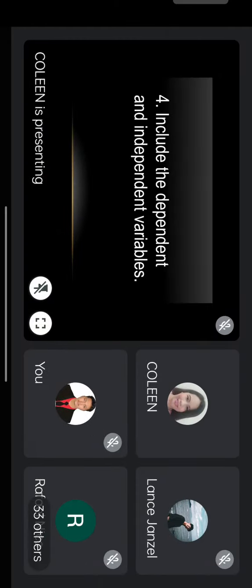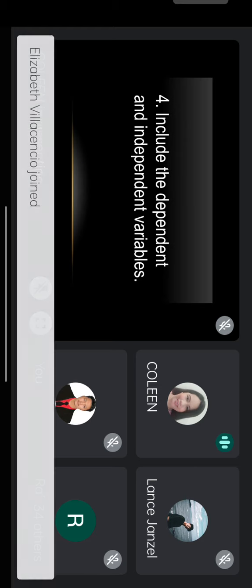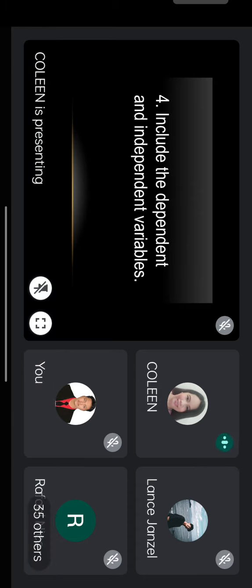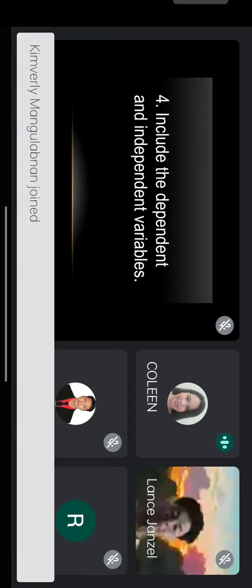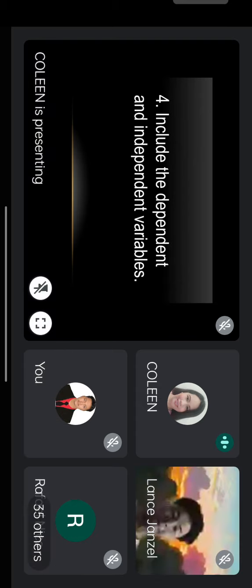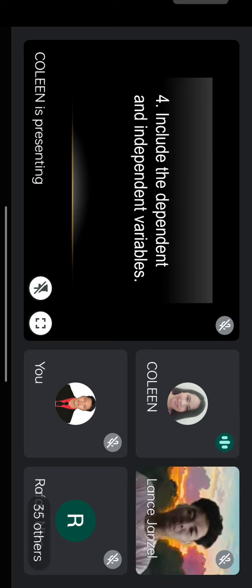Number 4, include the independent variables. The variables are those that will be measured in the study. If this is your topic, difficulties encountered by the students in learning English language, the variables are the difficulties and their performance in English language.